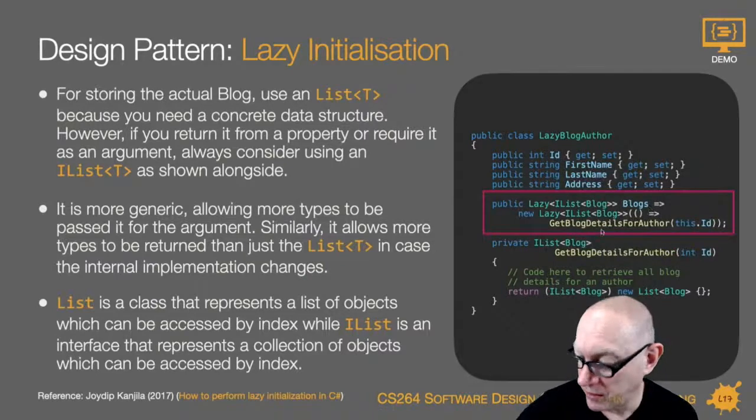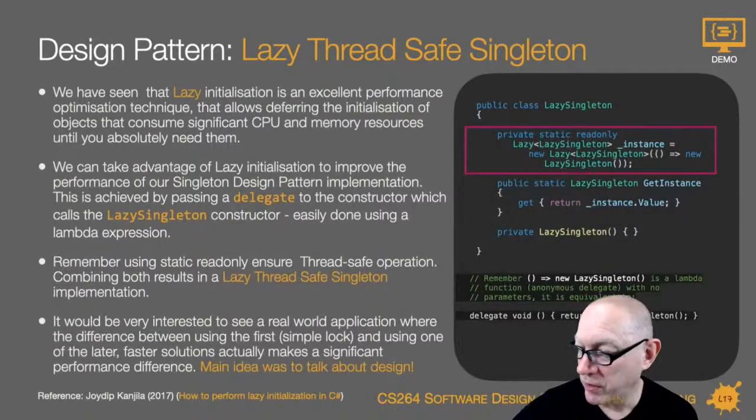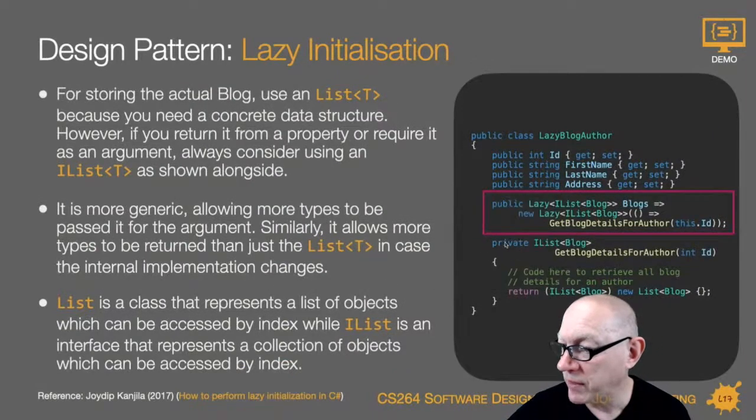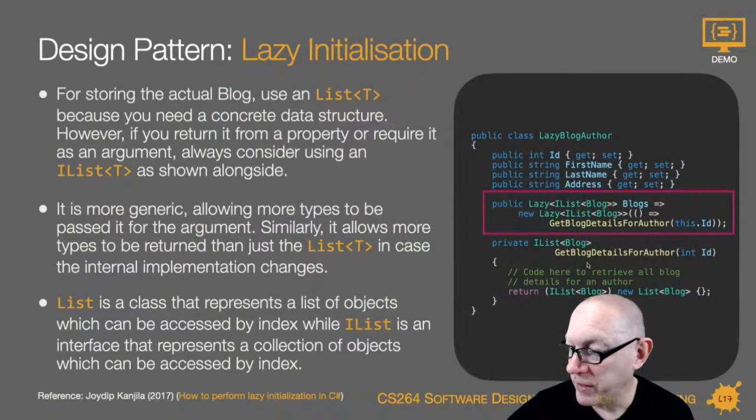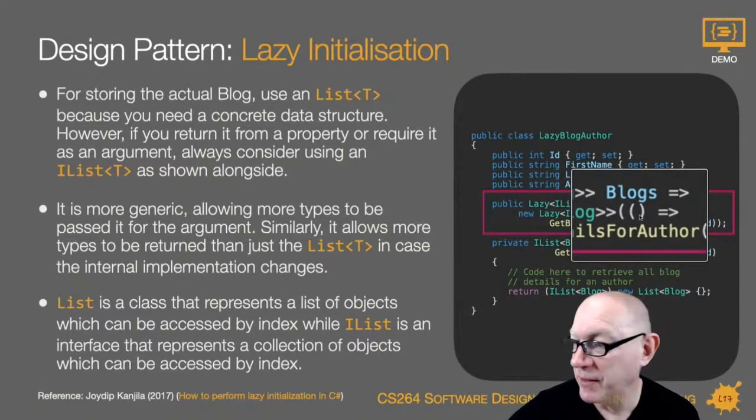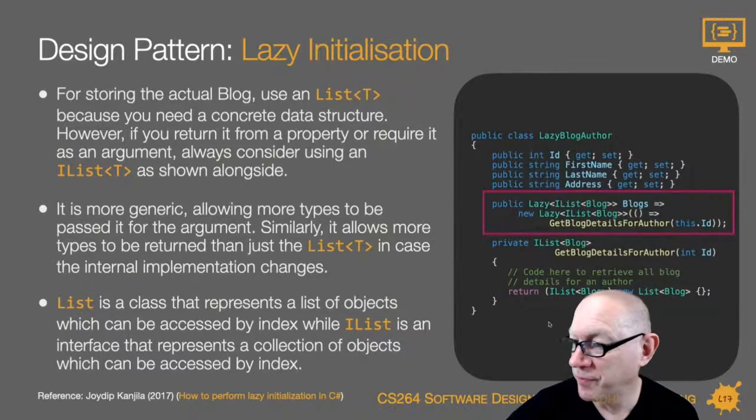And if you need to figure out how those lambdas work, I've shown you a little bit on the next slide. But then we have the details. We can get the details for the author here, so we're just calling this function. This is a parameterless function that just returns this, and that returns a list of the information or the blog.